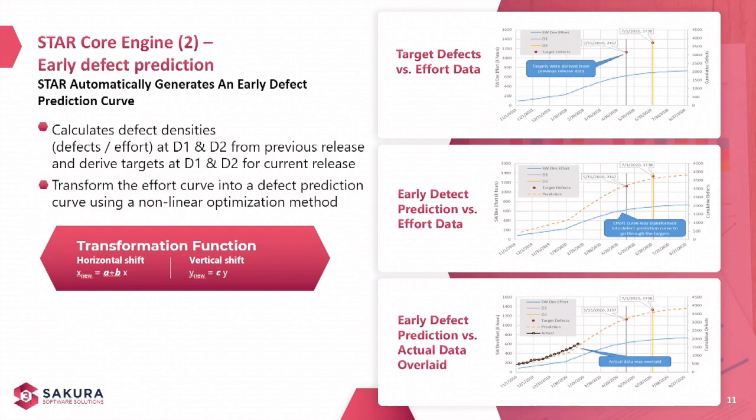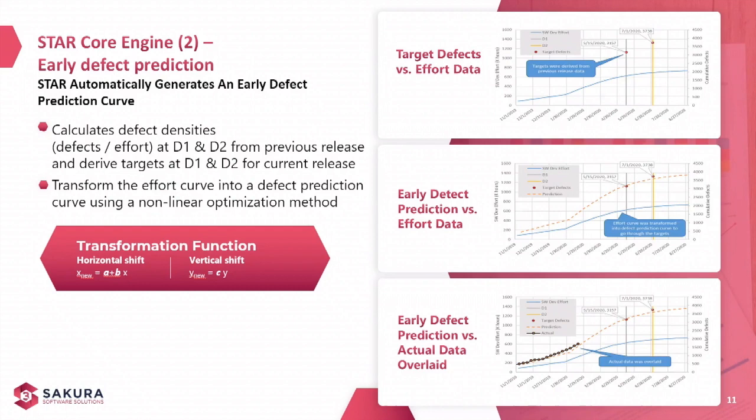Now, then look at the current release. We have the effort data, so we can multiply the defect density by the effort to calculate target defect values. 2 dots you see, chart on top. And what we can do is, blue line is the effort curve. So we use the effort curve to transform, to go through those two dots.